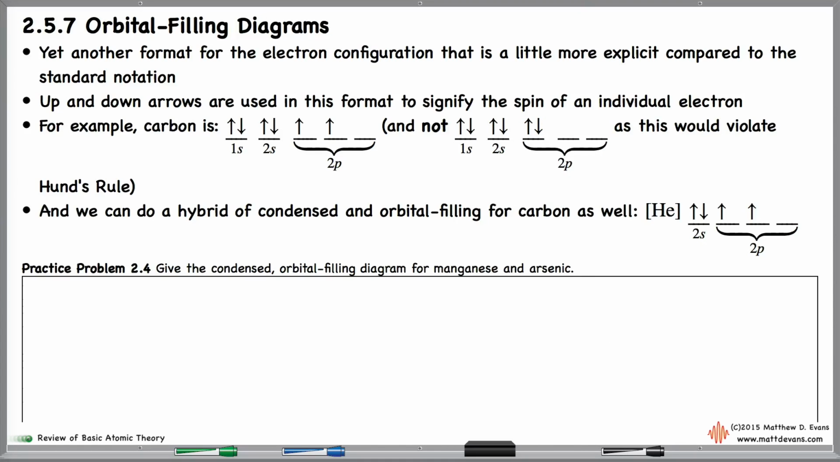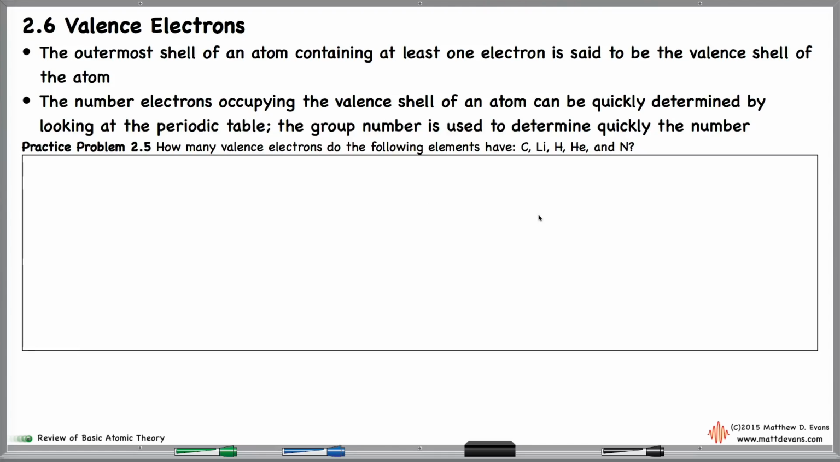Okay, so let's move on to something else. That's orbital filling diagrams. I think we're pretty close to wrapping up this section. This is kind of a longer section, I'm sorry. Valence electrons: the outermost shell of an atom containing at least 1 electron is said to be the valence shell of an atom. We saw a couple examples of that. So the number of electrons occupying the valence shell of an atom can be quickly determined. You don't have to do electron configurations to figure this out. All you have to do is look at the periodic table. You just look at the group number, and that's how you quickly tell.